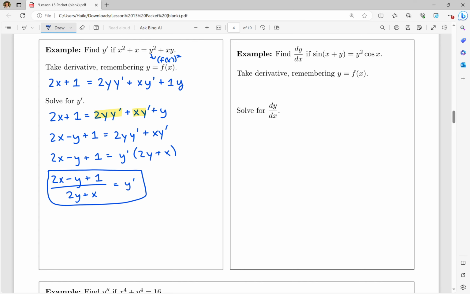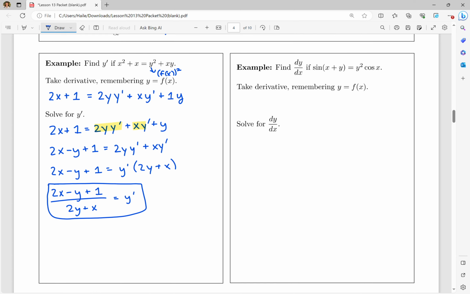Okay, let's try another example. This one will be a little bit tougher. This time we have find dy dx if sine of x plus y is equal to y squared times cosine x. Once again, we want to take the derivative, remembering y is equal to f of x.